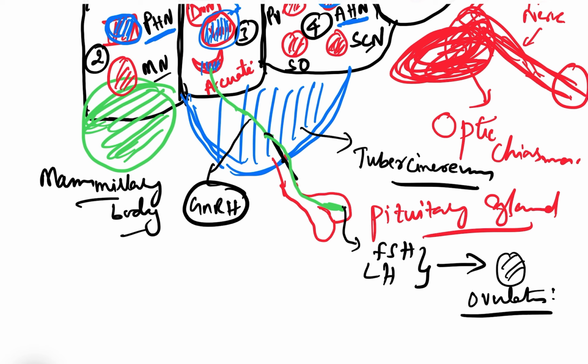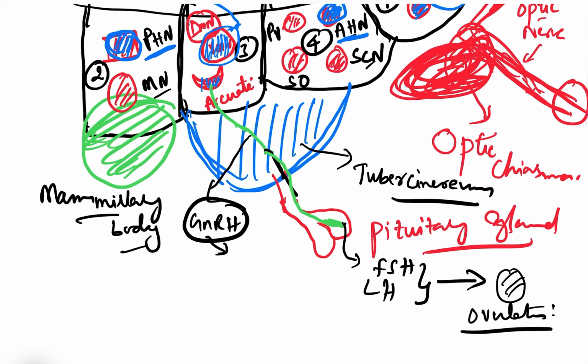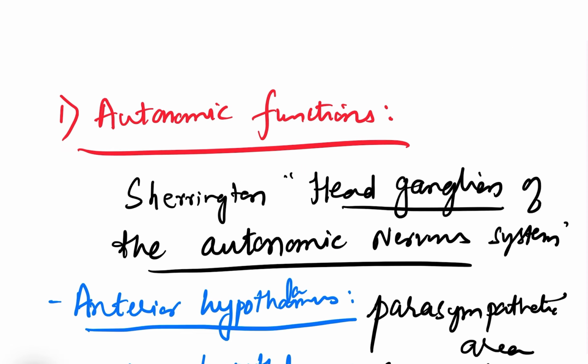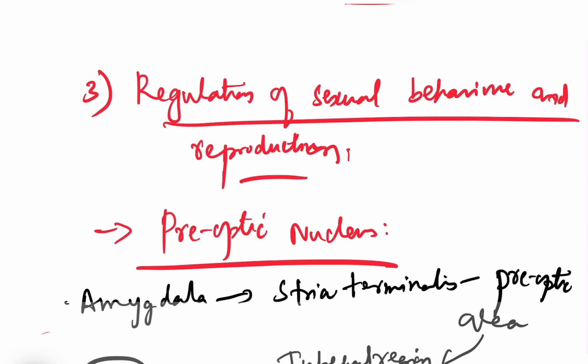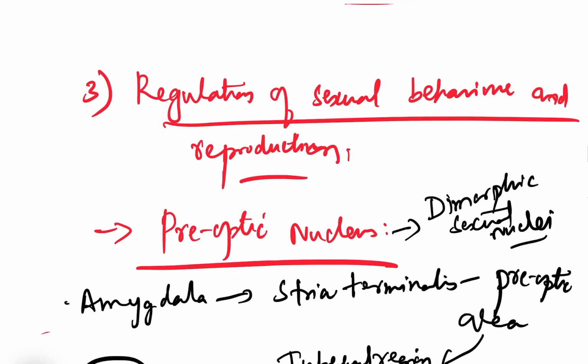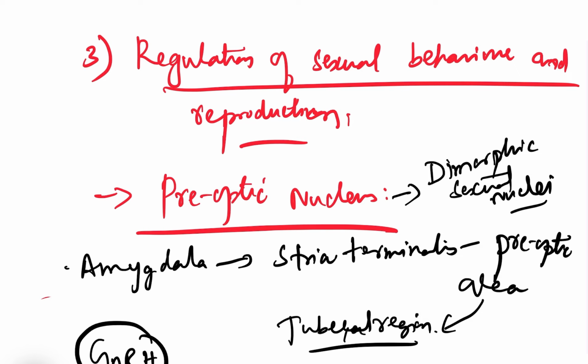So ultimately any problem in the release of GnRH from the hypothalamus will affect the ovarian cycle. Destruction of the neural links between the preoptic and tuberal region prevents ovulation. So this is how it will help in maintaining the sexual behavior and reproduction. Also in the preoptic nucleus, there is one more nuclei known as the sexually dimorphic nucleus, which is also helpful in maintaining the sexual behavior of an individual. So we have discussed three functions of the hypothalamus. Let us go to the next very important function.